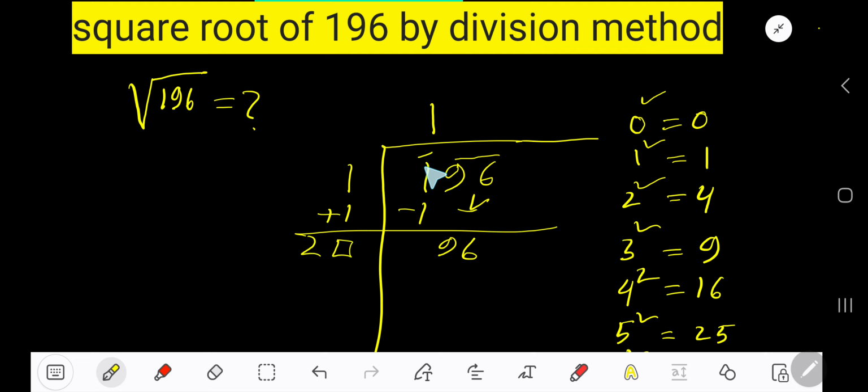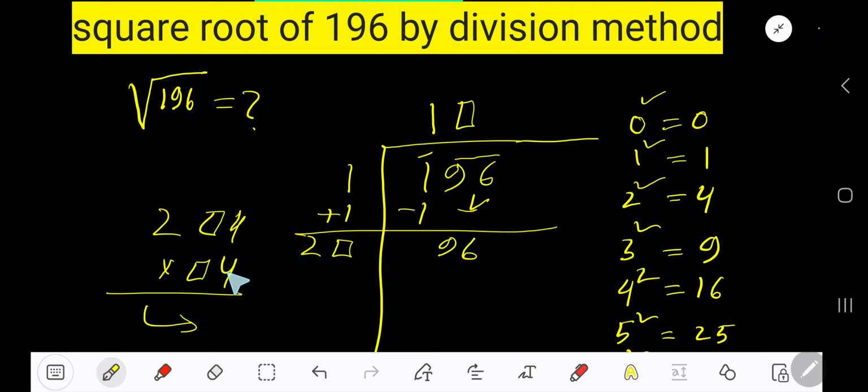Now here you have to take a number and multiply. You need to take a number and also multiply that number. This product will be equal to 96 or near to 96. So if you take 4, then what will happen? Look, 4 times 4, 16. 4 times 2, 8 plus 1, 9, 96.